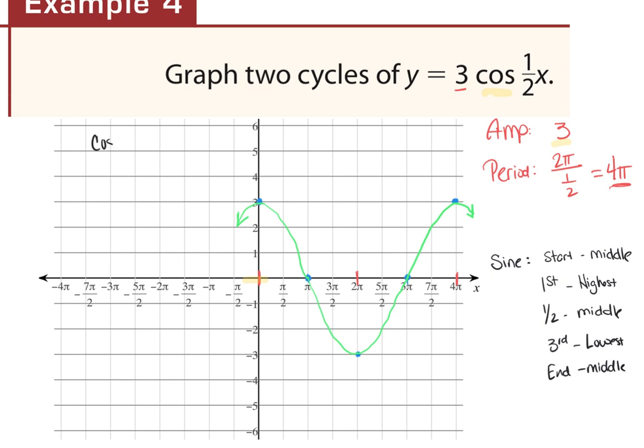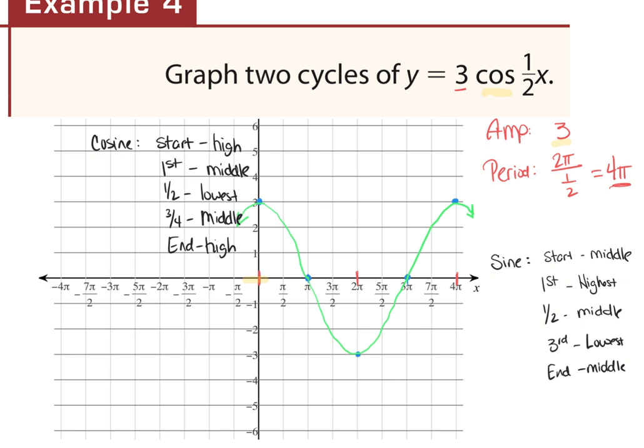For cosine, it starts at the highest, right? First quarter is at the middle. Halfway is at the lowest. 3/4 is at the middle. And it ends back at the highest.